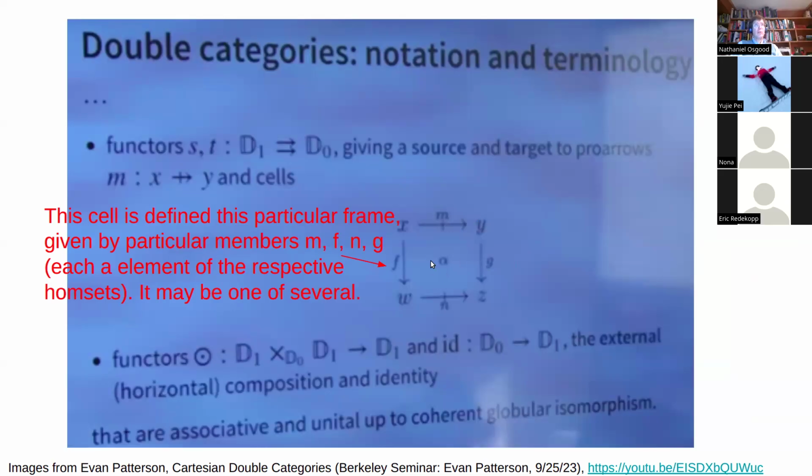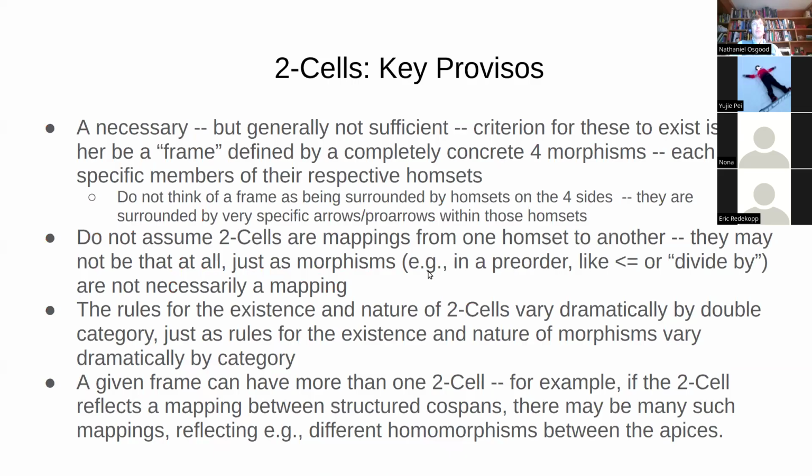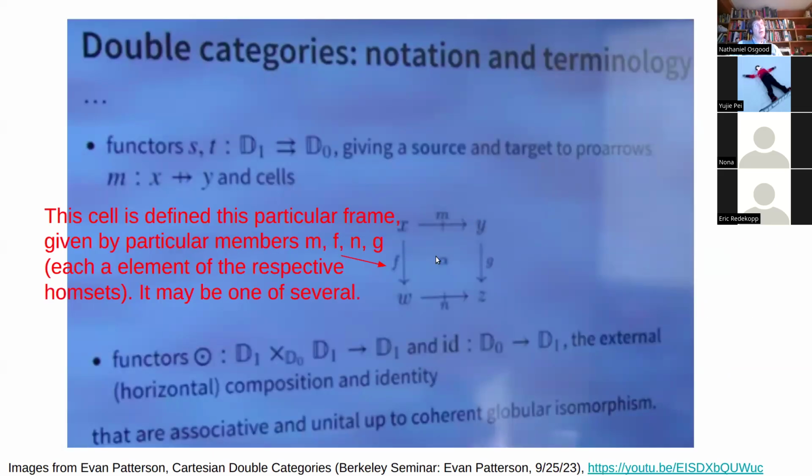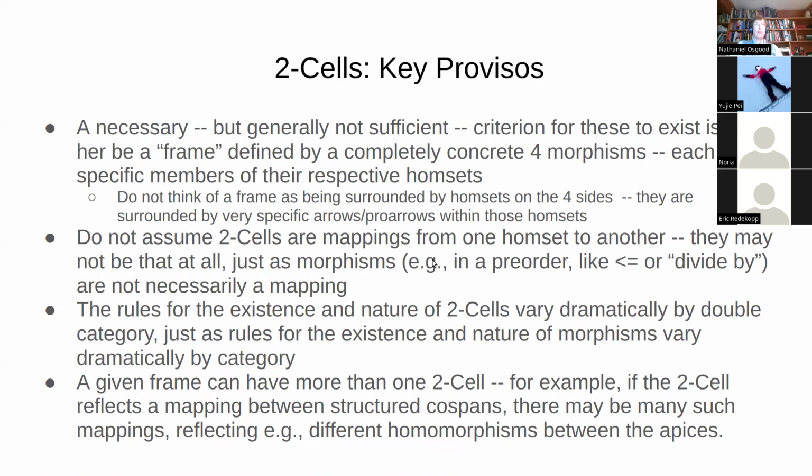So this cell, I commented on this last time, but it's worth emphasizing: whether or not this cell exists and what it is depends on the particular morphism here. The particular morphism you're talking about. It's not just a whole Hom set and a whole Hom set. No, it's a particular morphism, so a particular pro arrow, a particular arrow, that will determine whether or not it exists and what it is. Sometimes it's a question of whether it exists or not. That would be called a flat or a thin double category. Sometimes it's which one is it?